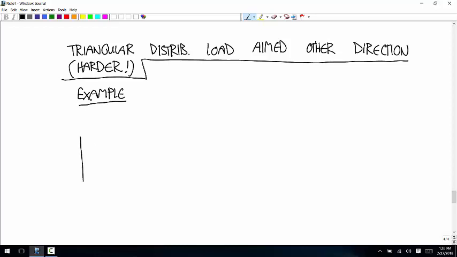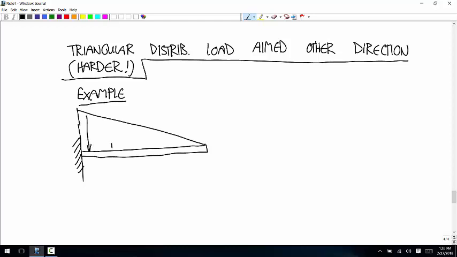Okay, so let's do the exact same beam, same connection, but this time the distributed load is like this, where this is 8,000. And the mass is 75 kilograms. And we want to calculate the reactions.